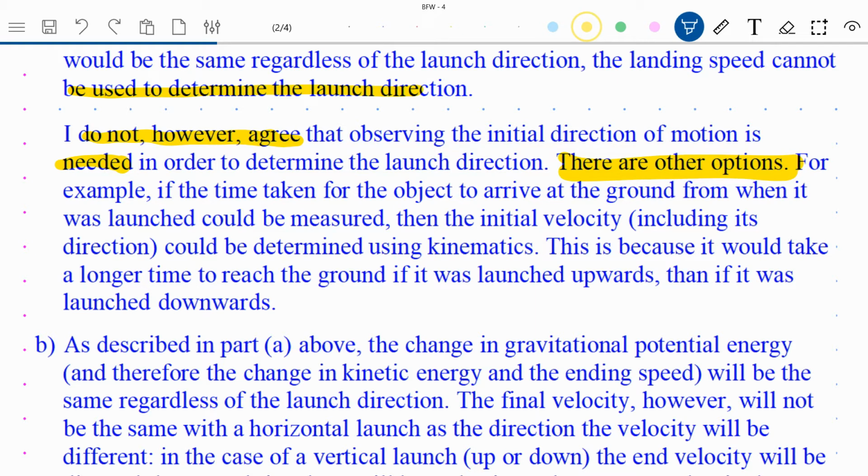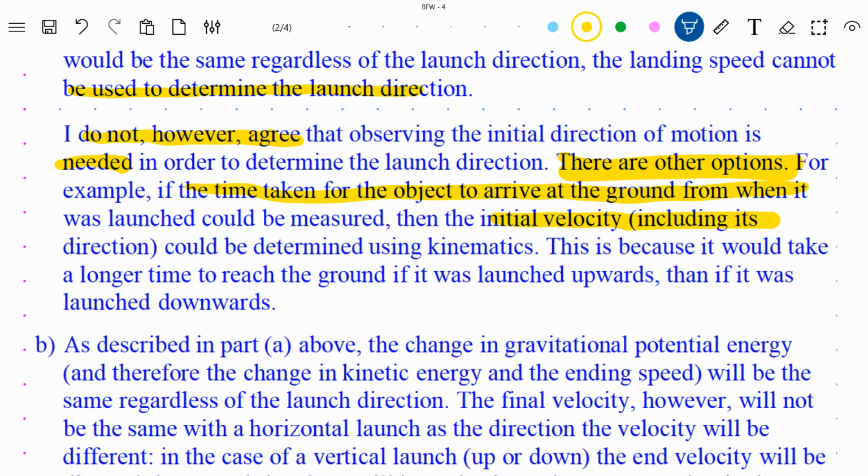For example, if the time taken for the object to arrive at the ground from when it was launched could be measured, so if we could know how much time it took to get from the launch position to the ground position, then the initial velocity, including its direction, could be determined using kinematics. So energy can't distinguish between those directions, but kinematics certainly could with a little bit more information than we originally had available. This is because it would take a longer time to reach the ground if it was launched upwards than if it was launched downwards.